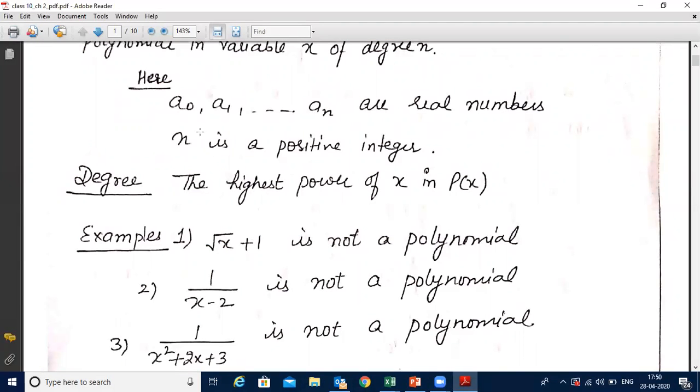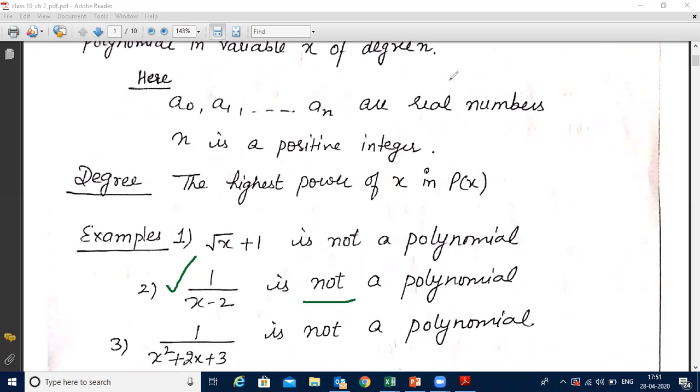polynomial. Okay. Then I have written one more example: whether 1 by (x minus 2) is a polynomial or not. No, it is not a polynomial. Why is it not a polynomial? Because it is in the form of 1 by (x minus 2). Here also the power of x will not be a positive integer, so it cannot be a polynomial.